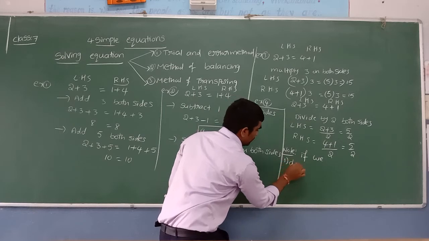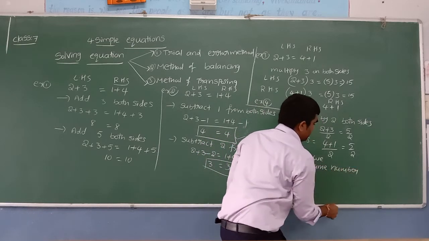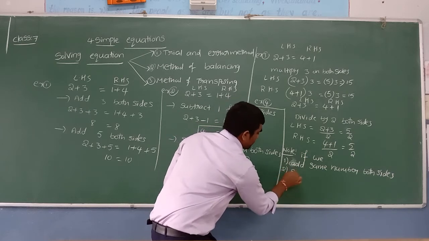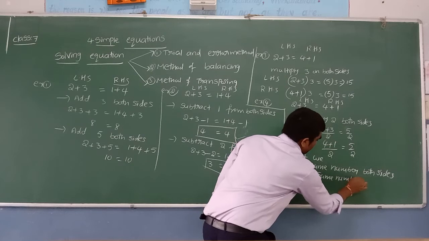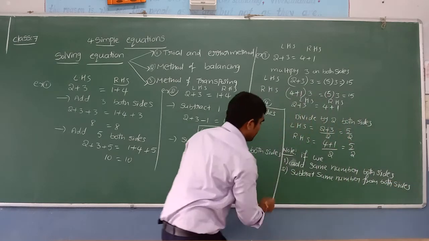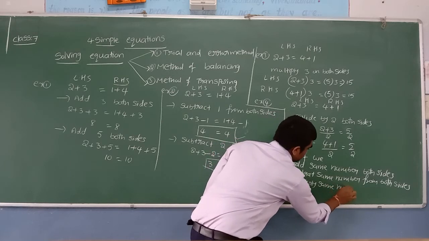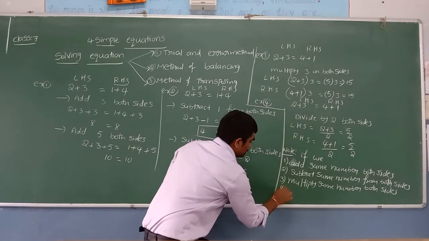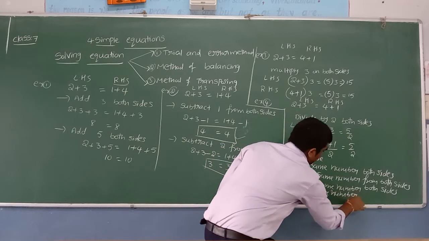If we add the same number on both sides, not only addition, if we subtract the same number from both sides of the equation, and also we observed, multiply the same number on both sides, and also divide the same number on both sides.